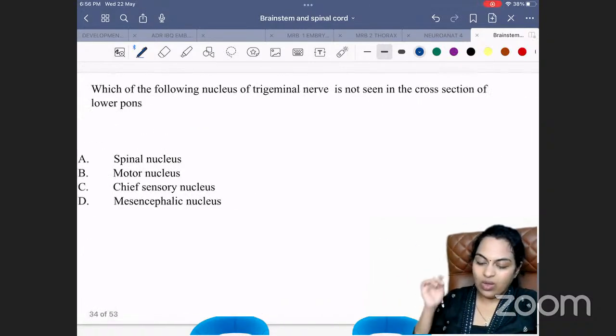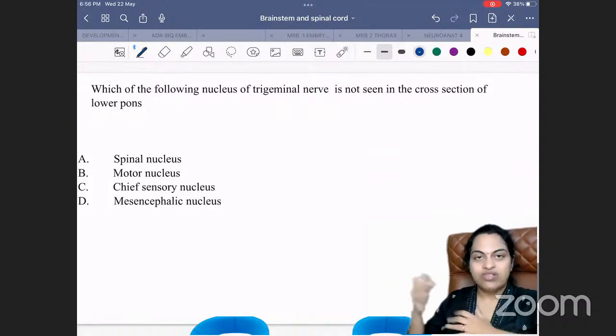Is that okay? Now, coming to pons, cross section of pons. Which of the following nuclei of the trigeminal nerve is not seen in the cross section of lower pons? Easy, important.